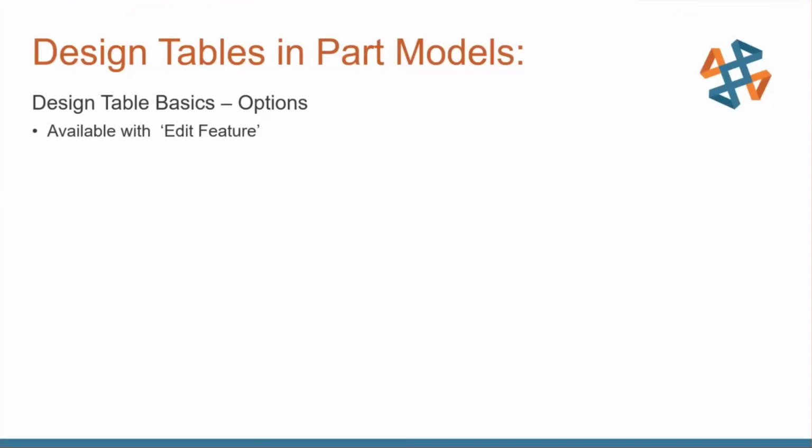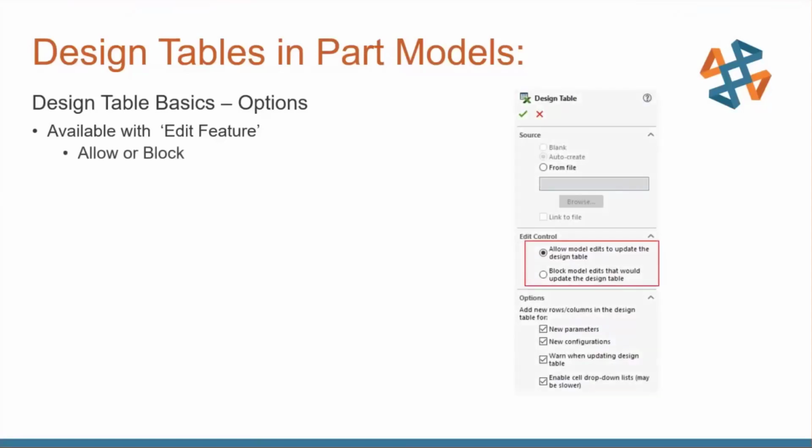So those options that you can see when you're editing the design table feature, not editing the table itself. Here we can see it's the edit controller, what I like to refer to as a bidirectional design table versus a unidirectional design table.